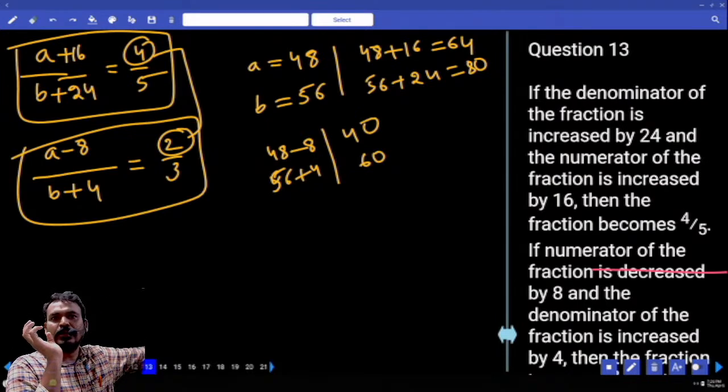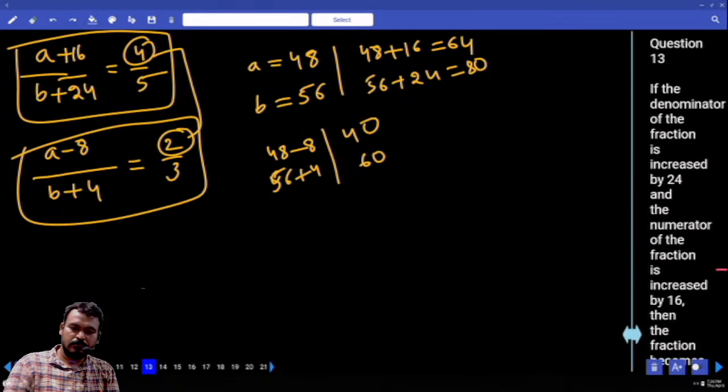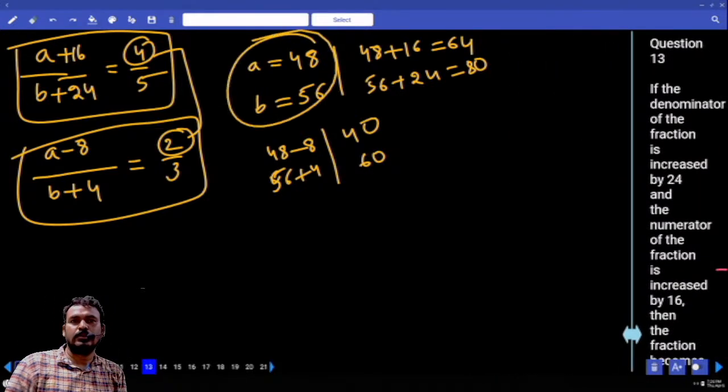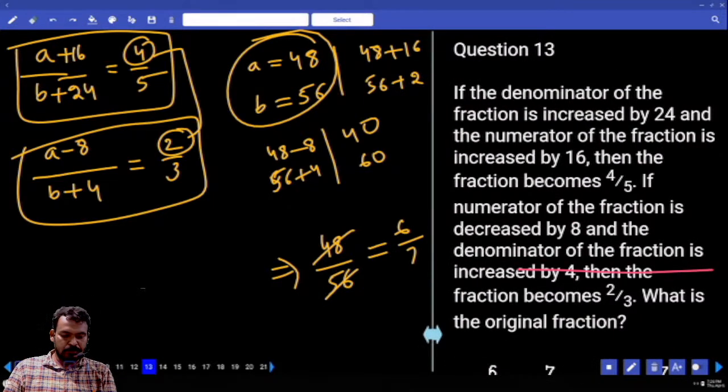But generally, how many equations? Two equations. Solving those two equations, we get the A value and the B value. A is 48 and B is 56. But we require the original fraction, so we write 48 by 56. 6 times 8 and 7 times 8. Which option? First option.